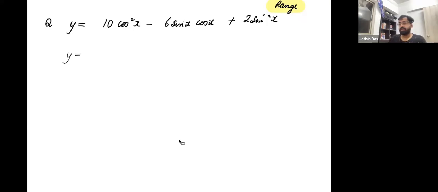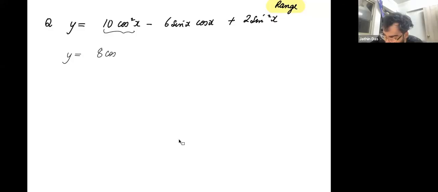It is between plus or minus 10. Okay, what did you do? That cos square, I took it as 2 cos square plus 8. Oh, one second. Yeah, between minus 9 and 11, sorry. 11 is correct, minus 9. Okay, what did you do? Tell me. That 10 cos square, I took it as 8 plus 2.